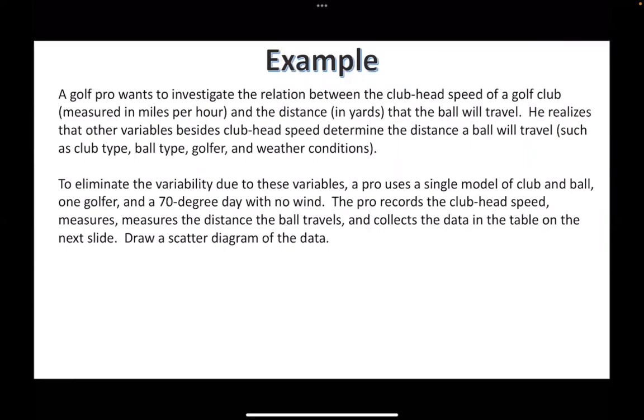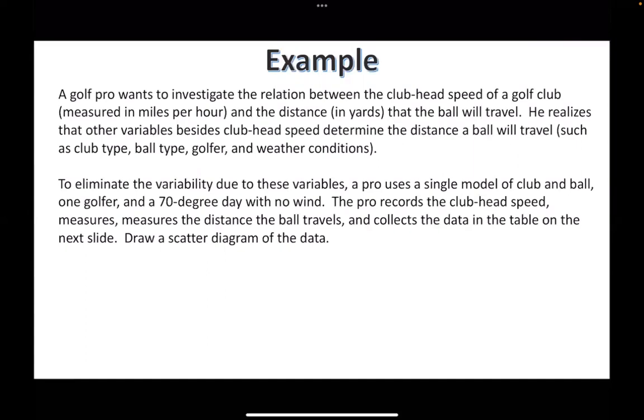There are other variables, so he doesn't want any of the other variables to affect his outcome. So he's making sure to use the same model of golf club, the same ball, the same golfer. It's a beautiful 70-degree day. There's no wind. Everything is the same in every trial.